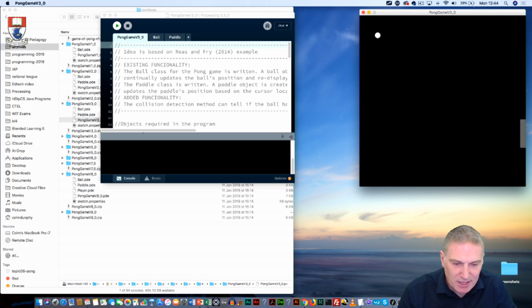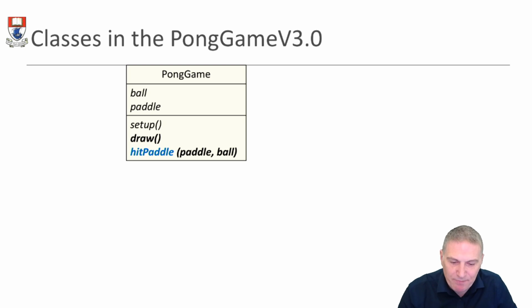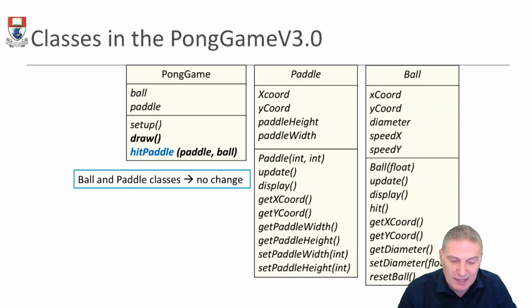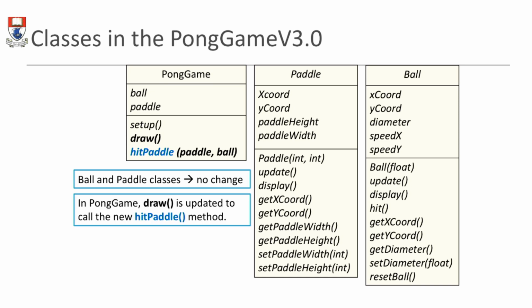Okay, so let's take a look at that. So version 3, in the Pong game, we have our setup and draw methods that are making use of a ball and paddle objects. And now we're going to introduce the notion of hit paddle. This is a new method called hit paddle, which makes use of the paddle and the ball. The ball and paddle classes have no change. We've already set up all the methods that we're going to be using. We're just going to create this new method called hit paddle, which is in the Pong game for collision detection.